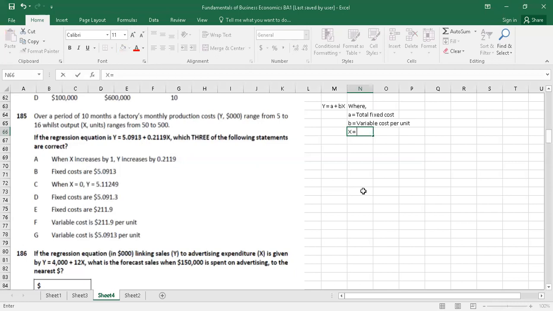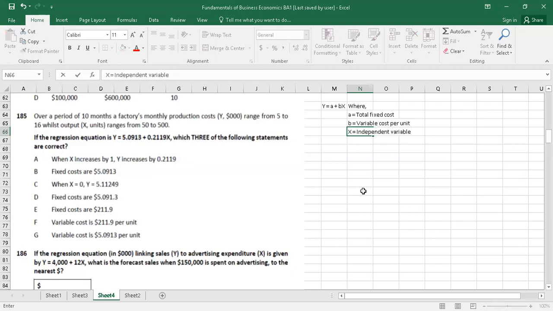Independent variable could be, depending on the number of units, the number of labor hours, the number of machine hours, or whatever is the measurement of that particular activity. So X is equal to the independent variable. Examples are number of units, number of labor hours, number of machine hours, etc. So that is how it would be taken into consideration.